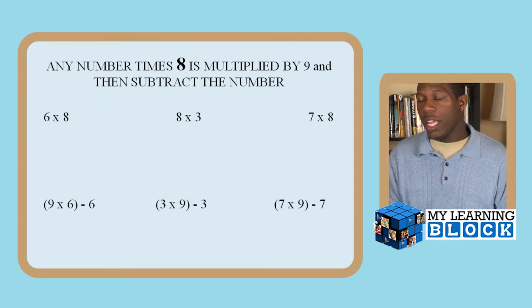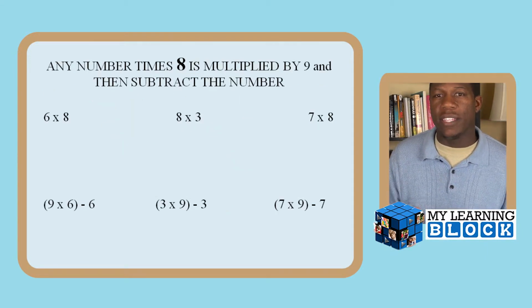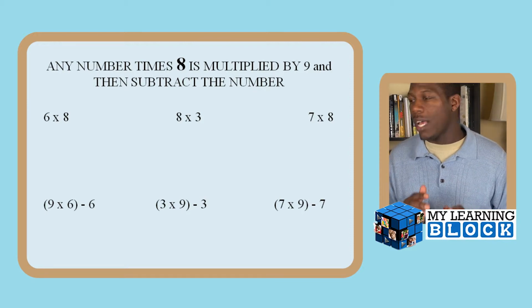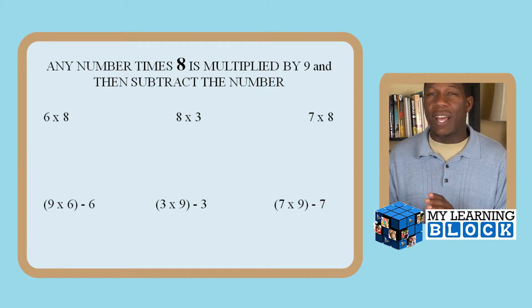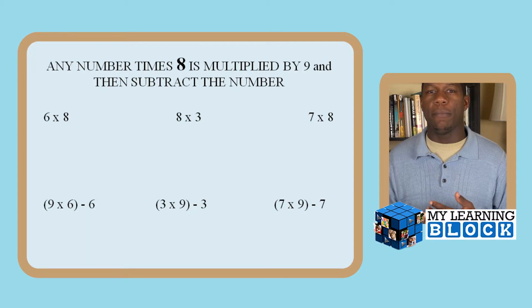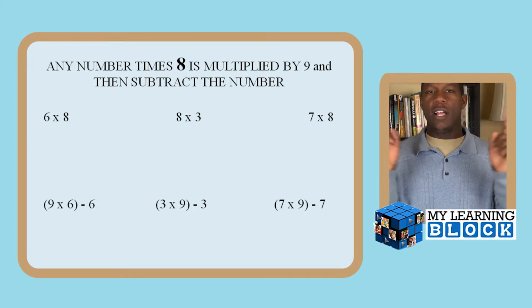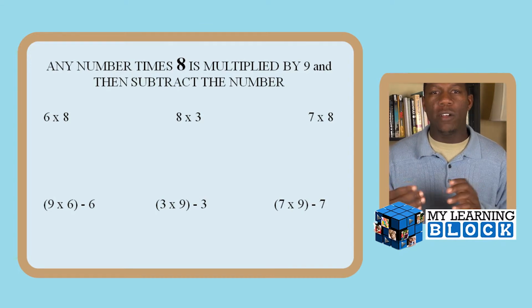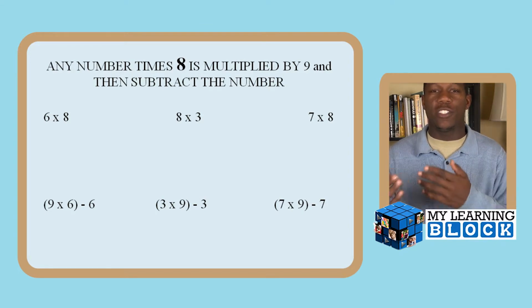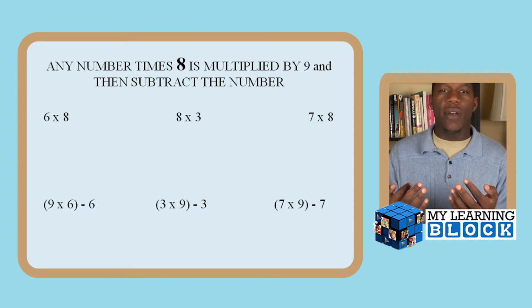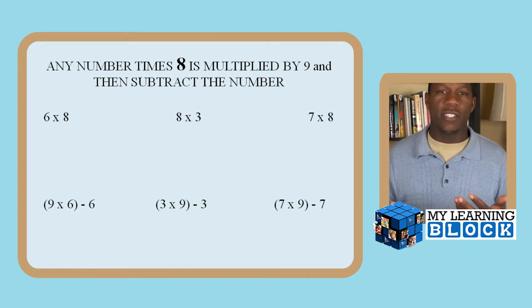So moving on, the rule with regards to 8's is any number times 8, you can multiply first by 9 and then subtract that number. The reason why I say 9 is because you have already learned how to teach the 9's trick to your child, and your child is using it. So they can go ahead and use that 9's trick and then subtract the numbers.